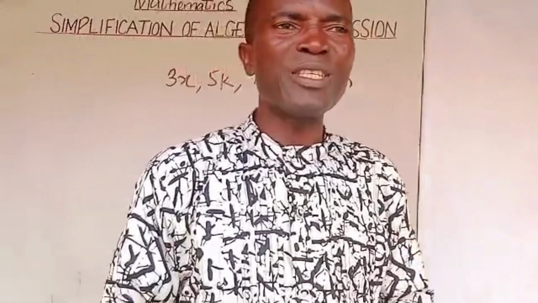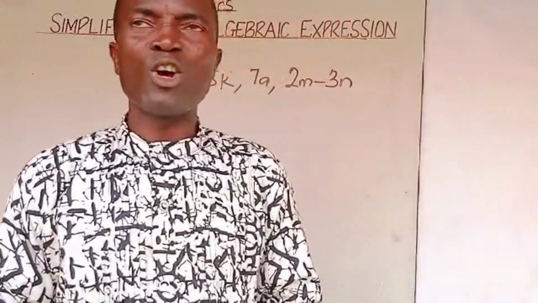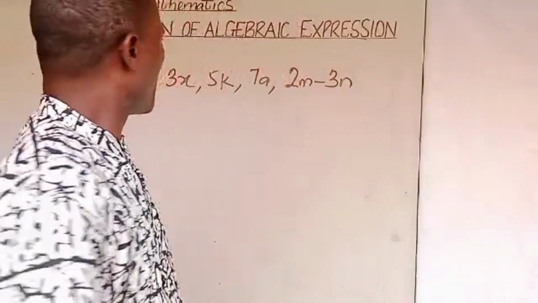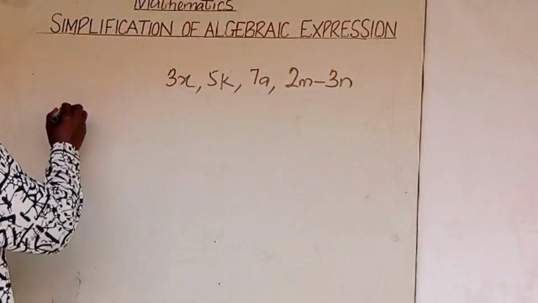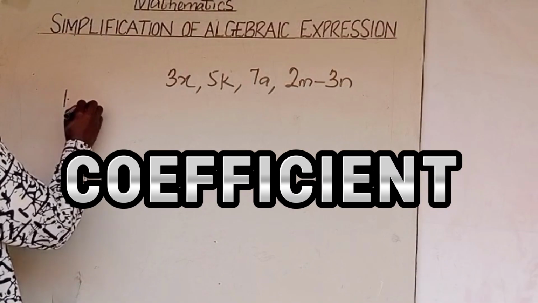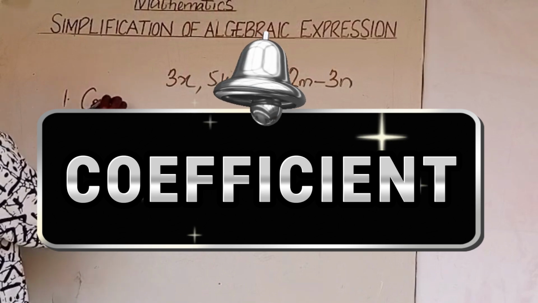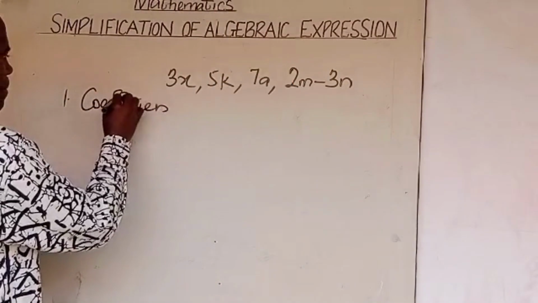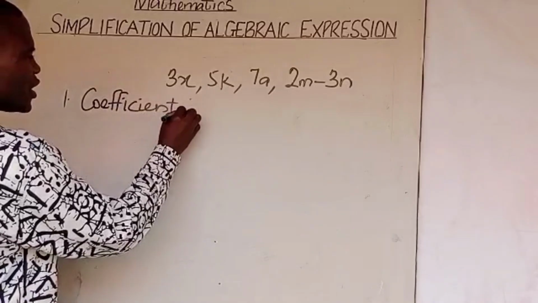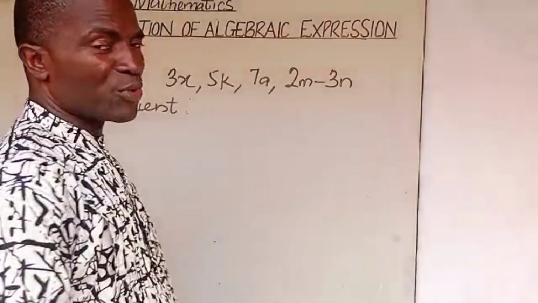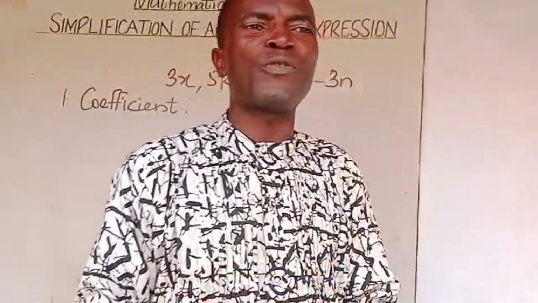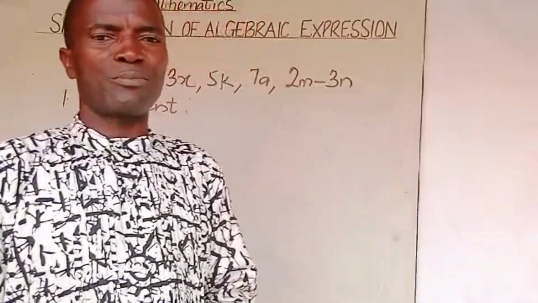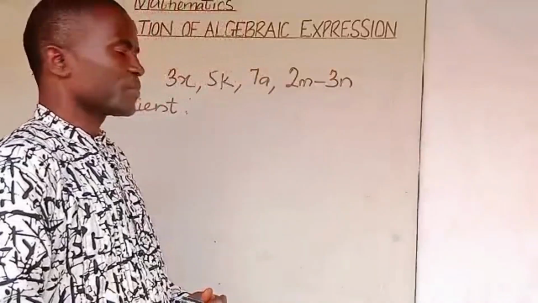Now, there are some terms that are commonly used in algebraic expression. The first term that is used in algebraic expression is number 1, coefficient. When we say coefficient, it is referred to as the combination of both number and sign that occupy the front part of a given letter.